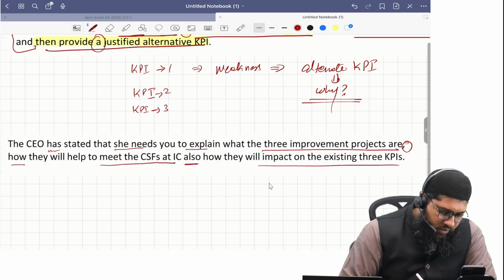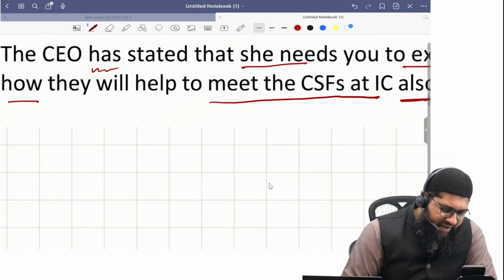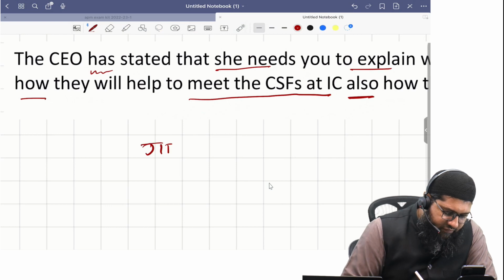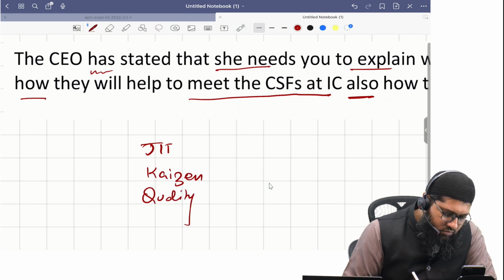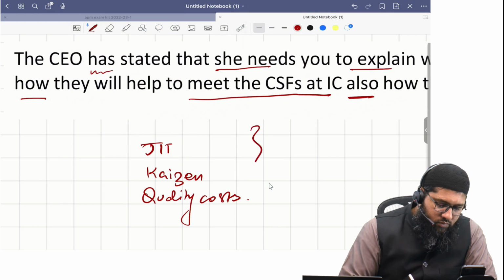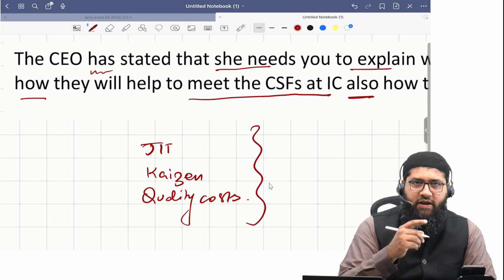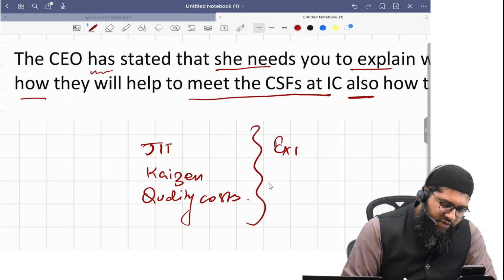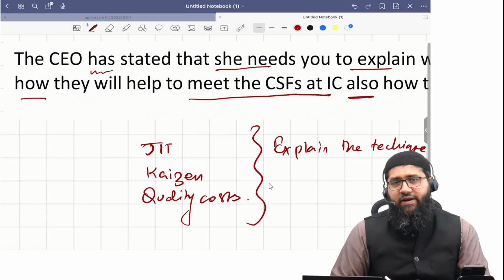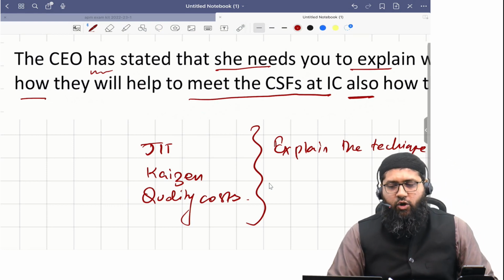So now, what is the examiner asking you to do? The just in time that you have, the Kaizen that you have, the quality cost that you would have. How is it going to be your answer? You would explain each one of them. You'll explain the technique because the chief executive doesn't know what a technique is.